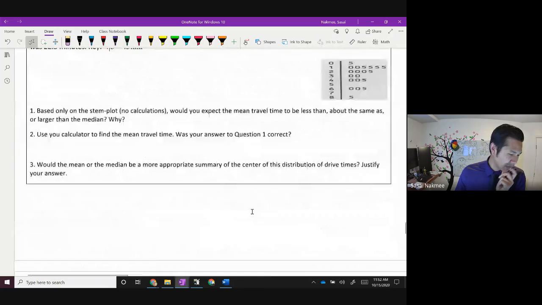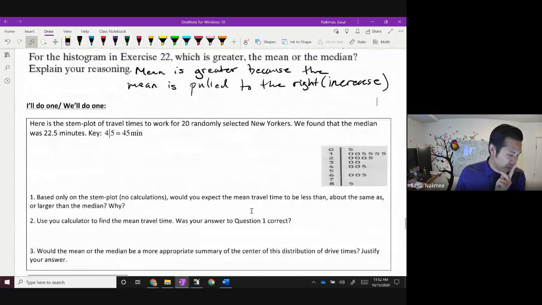So let's take a look here, and then I think we're going to stop here. Here's a stem plot: stem and leaf plot of travel time to work for 20 randomly selected New Yorkers. We found the median was 22.5, and the key tells us that a 4 with a 5 means 45 minutes.